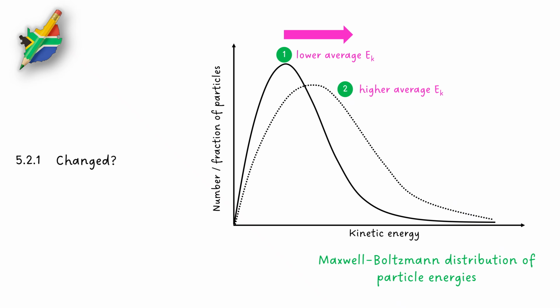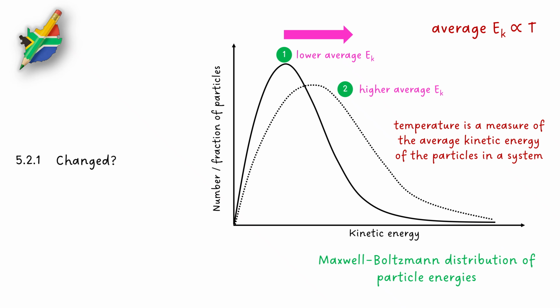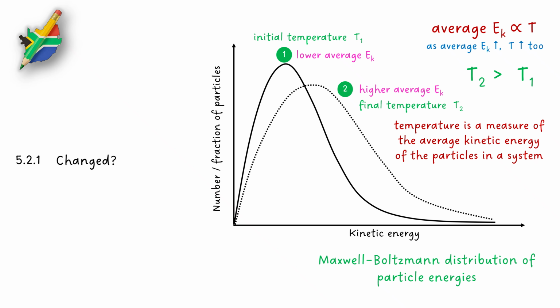So graph 2 represents the system with higher kinetic energies, and it will therefore also have a higher average kinetic energy. Now, average kinetic energy is proportional to temperature. In fact, temperature is a measure of the average kinetic energy of particles in a system. So since the average kinetic energy increases from graph 1 to graph 2, temperature increases too. We can deduce that graph 1 represents a lower initial temperature and graph 2 represents a higher final temperature. So the change is that temperature was increased.